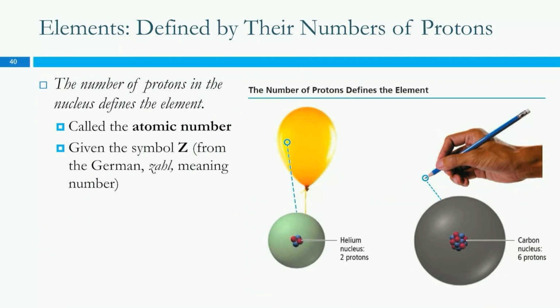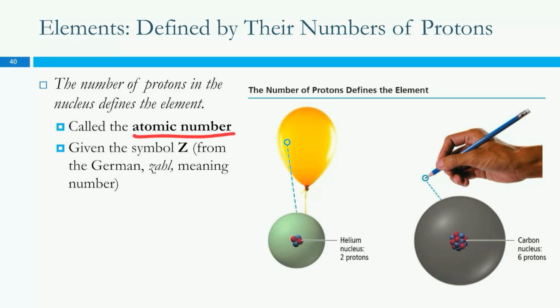How do we define elements? So it turns out elements are defined by their protons. If you change the number of protons, you change the element's identity. So helium always has 2 protons, carbon always has 6 protons. That never changes.